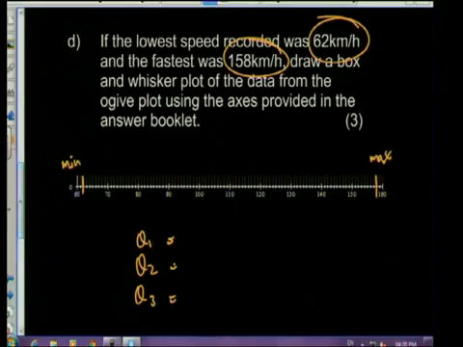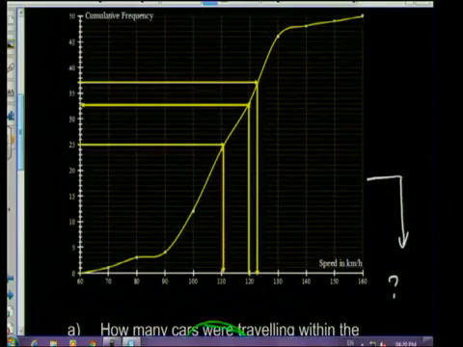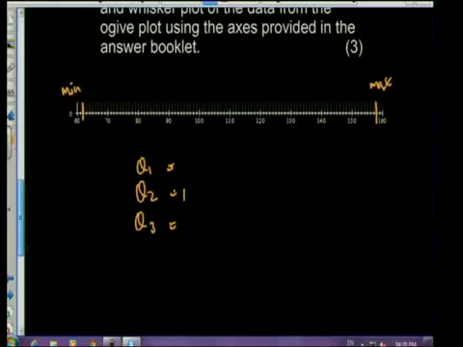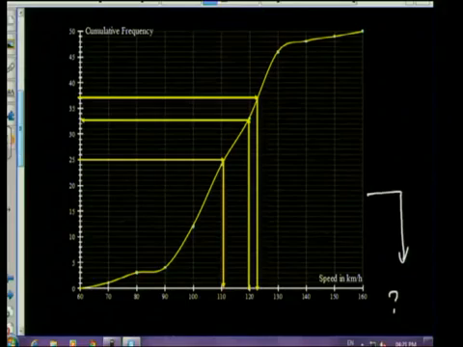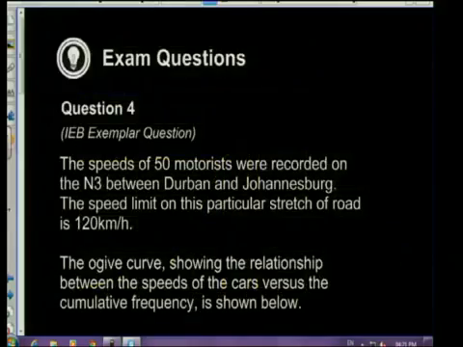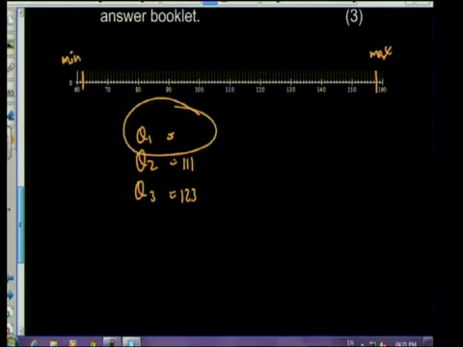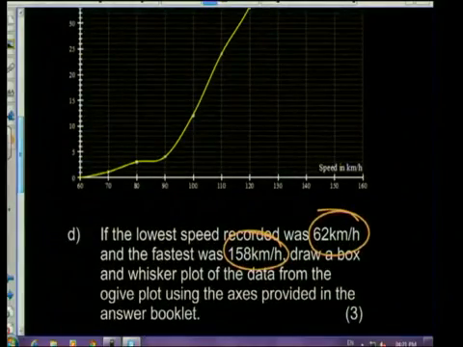So I'm just going to go back. I can't remember if we've calculated these. Yes, we did find the median, which was roughly 111 kilometers. So I know that the median is 111. We'd also found the upper quartile. So again, remember the upper quartile we read off, which was about 123 kilometers. But this is a bit of a sneaky question because we never calculated the lower quartile. So I'm going to have to now go and read it from the sketch.